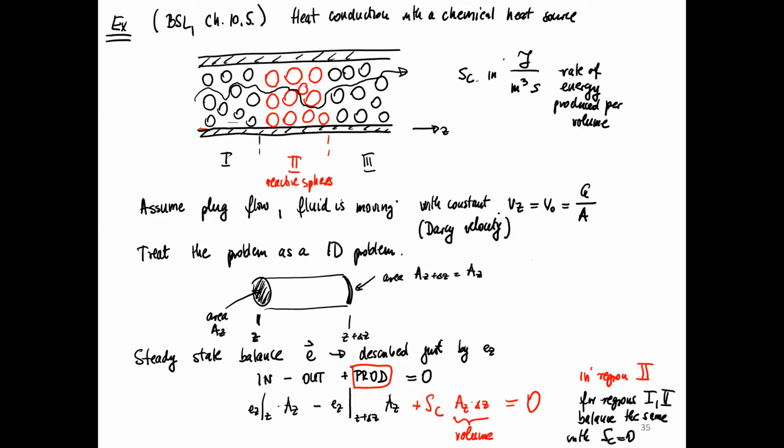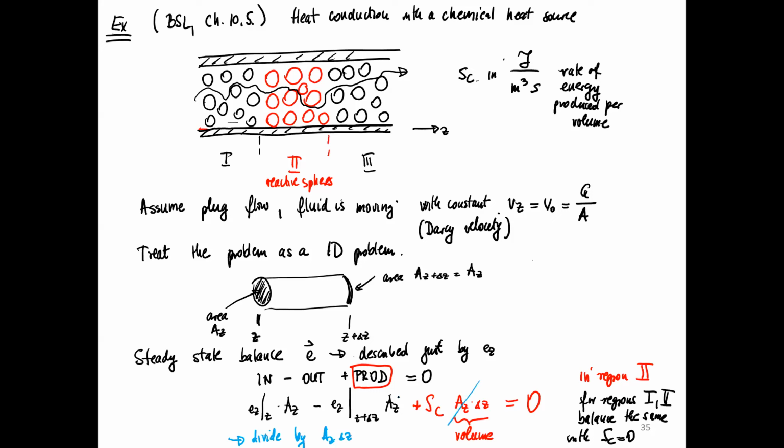So what do I do now with this balance? What's my next step? Divide by the volume. Excellent. We divide everything by the volume, AZ delta Z.